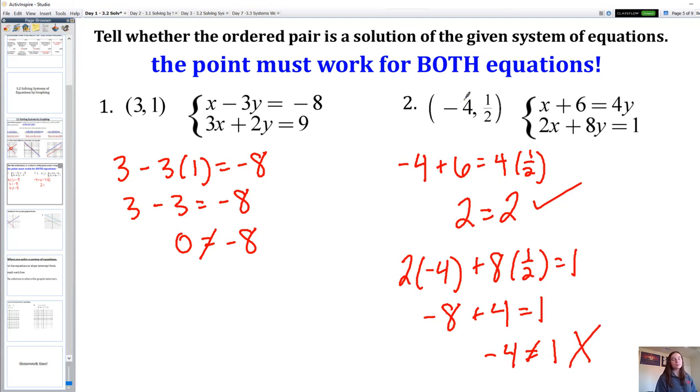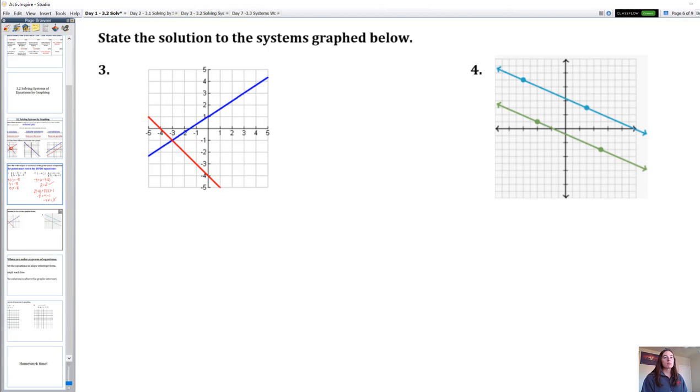Here I'm giving you graphs, and we need to see if they have a solution, and if they do, where that solution is. In number 3, the blue line and the red line intersect, so that means they do have a solution. That solution is at that point of intersection, which is at negative 3, negative 1.